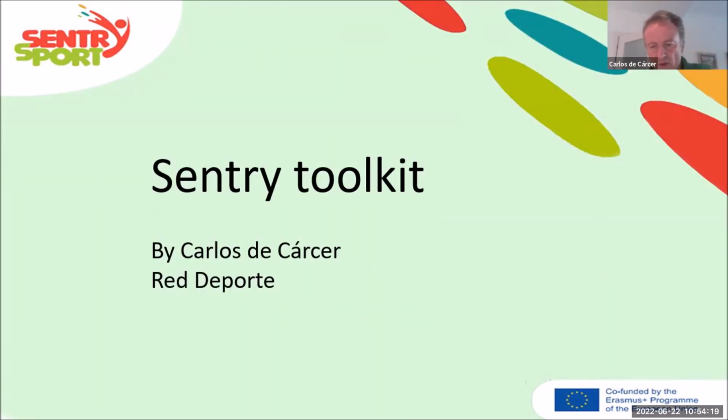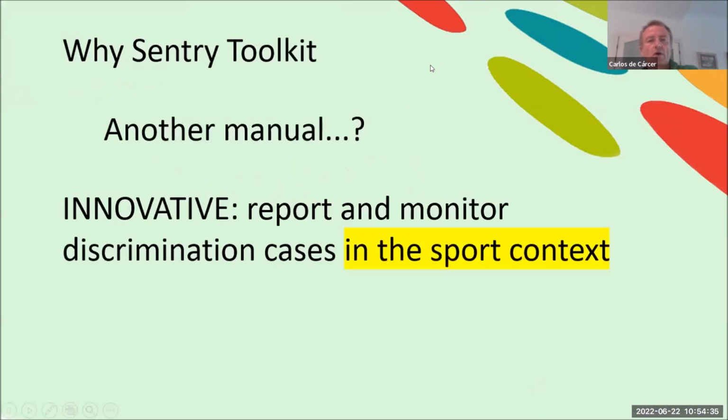So my presentation is about the toolkit in general, as a tool to be used for the purpose of the project, Sentry Toolkit. Right. So, this is about the toolkit, and some people may think, okay, another toolkit, another manual.